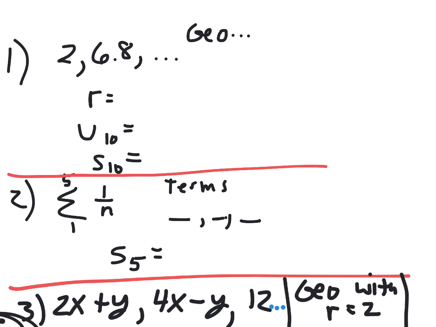Number 2, about a sigma notation, and I'd like you to figure out what the first three terms are, and the sum of the 5 terms. And number 3, it's one of those questions, except I gave you 3 terms this time. 2x plus y, 4x minus y, and 12. And it's a geometric with r equals 2. You should be able to solve the system.